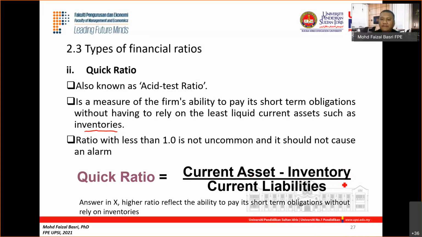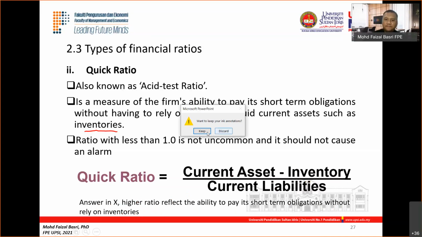And once we have inventory less in our current assets, obviously our quick ratio will be lower than the current ratio lah. Okay, and that's why a ratio of less than one is not uncommon here. So in terms of the explanation, it will be more or less the same as before. The answer will be in times. Your explanation pun lebih kurang sama, which is reflect ability to pay short-term obligation, but we add another element, which is without relying on inventories, because we deduct inventories.